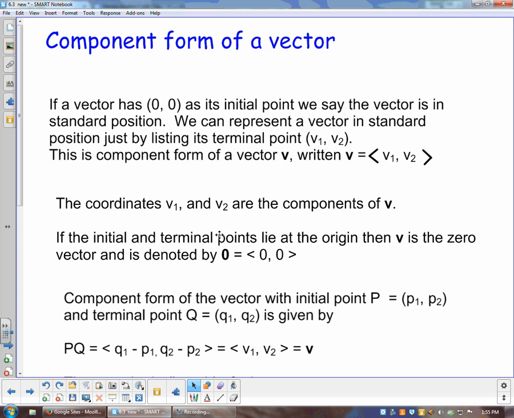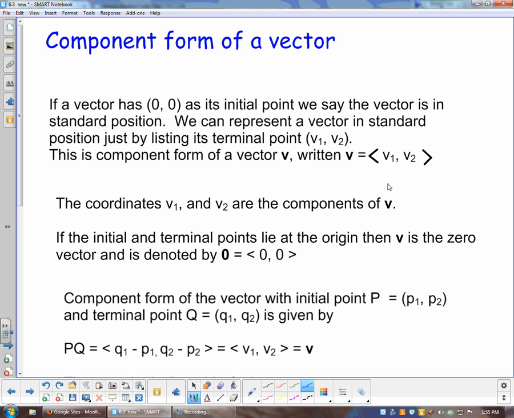Okay, so what about the component form of a vector? If a vector has 0, 0 as its initial point, we say that the vector is in standard position. So in the last example, vector PQ was in standard position. We can represent a vector in standard position just by listing its terminal point, v1 comma v2. So this is the component form of vector v.